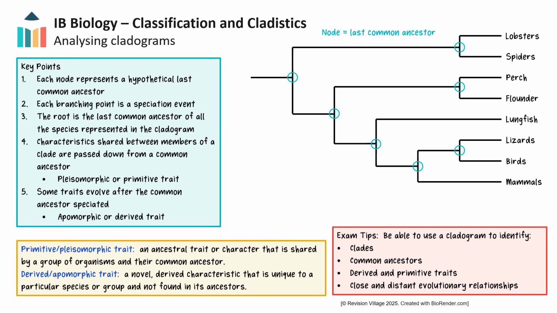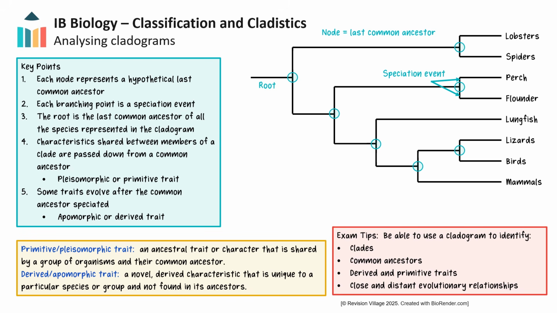Each branching point in a cladogram is called a node and represents a hypothetical last common ancestor. Because fossil evidence is incomplete, these last common ancestors are hypothesized. We do not have fossil evidence or other evidence to know their exact morphologies. The branching at the node indicates a speciation event where the last common ancestor was reproductively isolated and split into two or more species. The base of the cladogram that includes the last common ancestor for all the species represented is called the root.